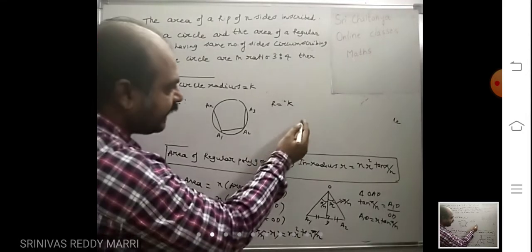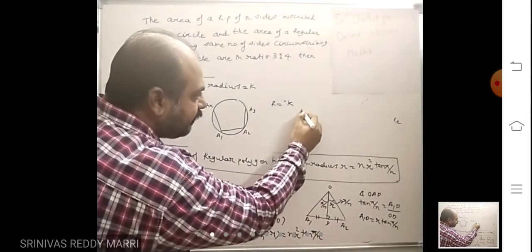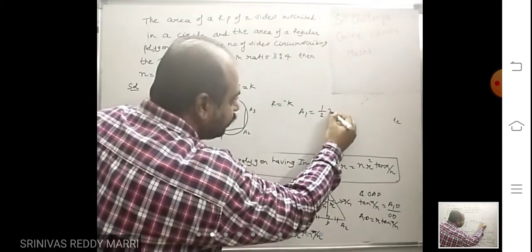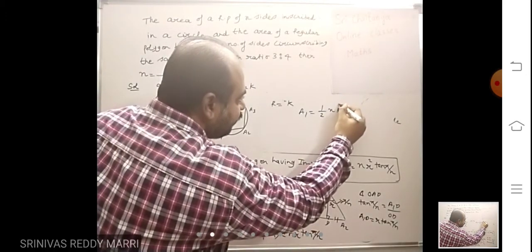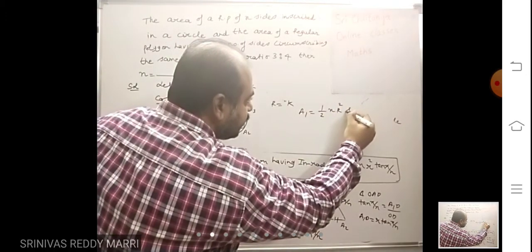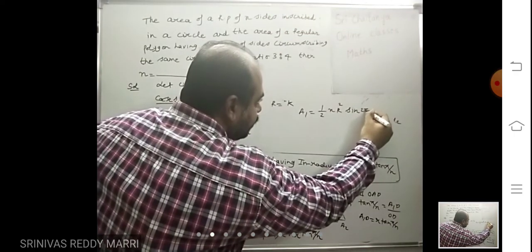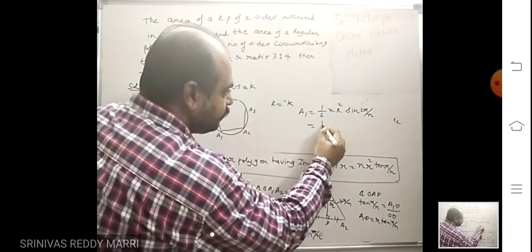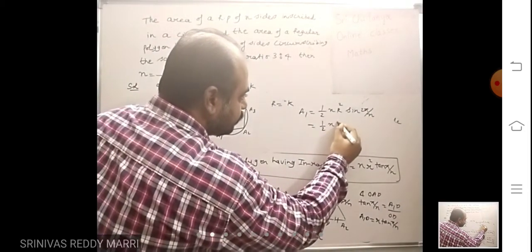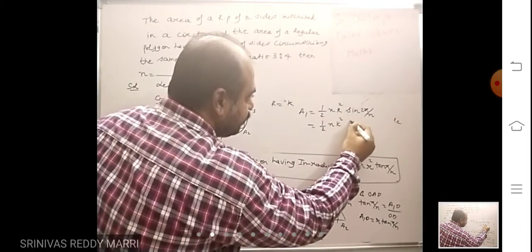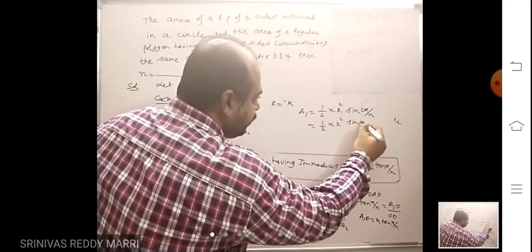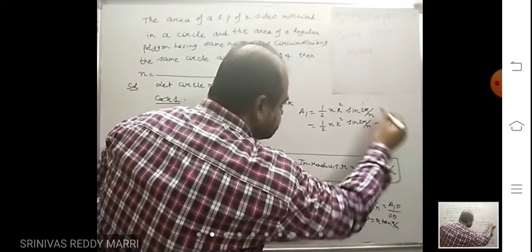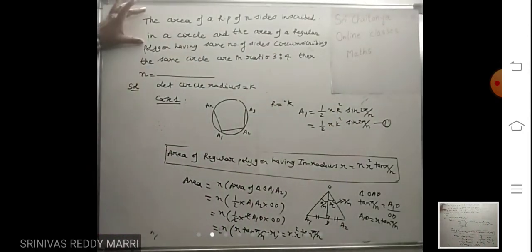So what is the area? If you know capital R, what is the area? A1 equals, look at the formula I told, half n R square sine 2 pi by n. If capital R is known, this is nothing but 1 by 2 n k square sine 2 pi by n. Keep it like this. That is the first case.